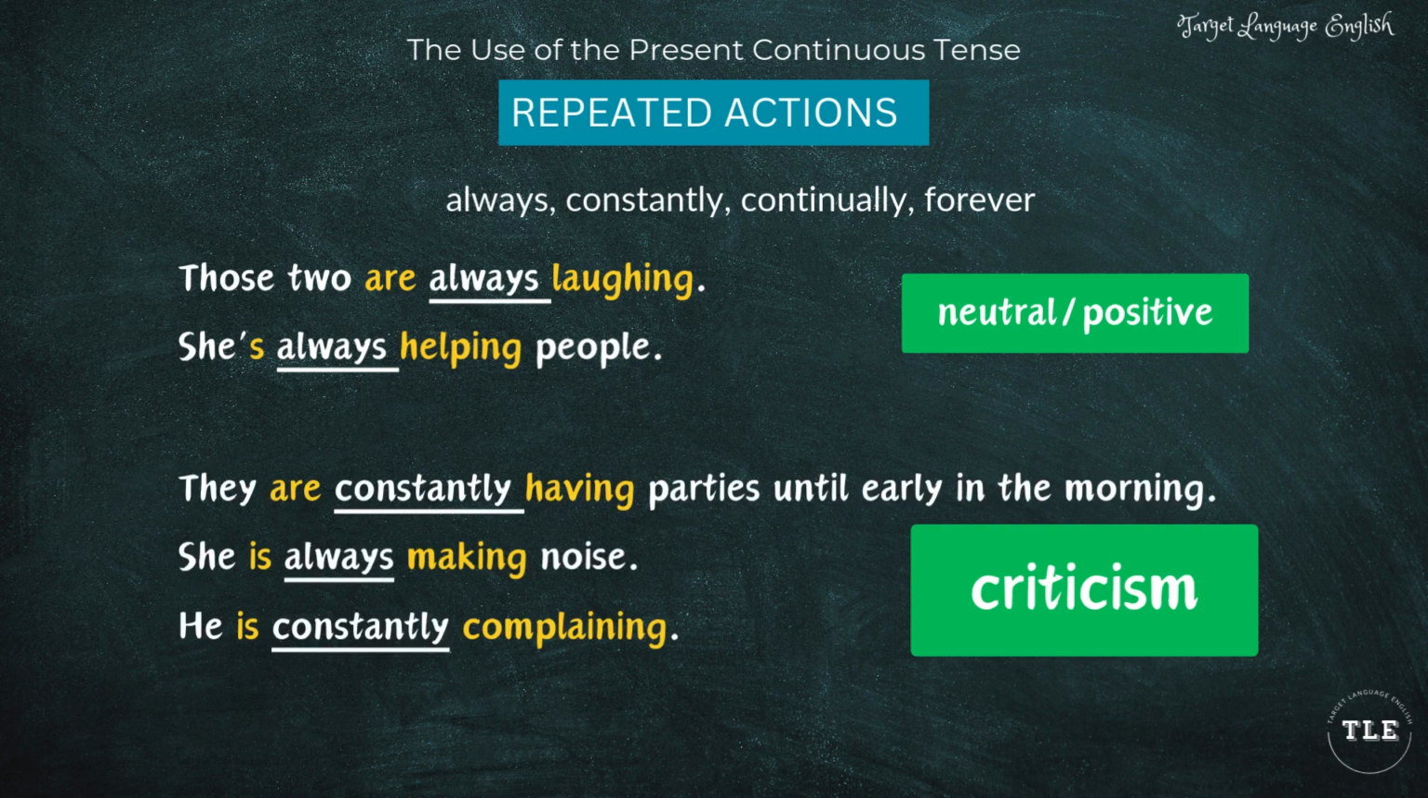We often use this structure to express annoyance or criticism about repeated actions. For example, they are constantly having parties until early in the morning. She is always making noise.